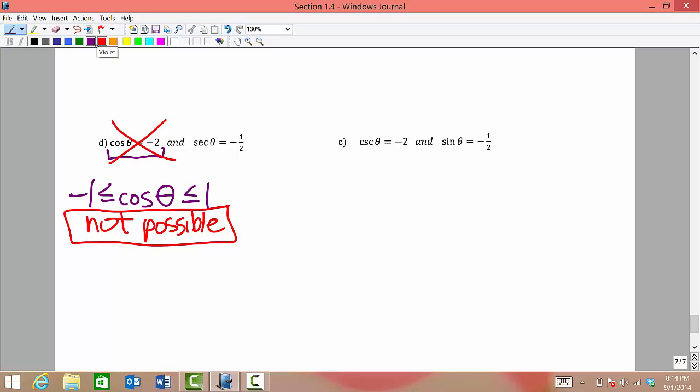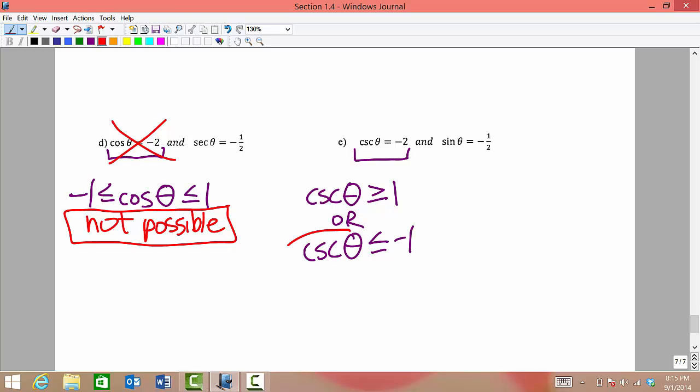Is it possible for cosecant theta to be negative 2 and for sine theta to be a negative 1/2? So let's check cosecant. Cosecant has to either be larger than positive 1 or cosecant can be less than negative 1. So this satisfies the second requirement where cosecant is less than negative 1. So that is possible. It is possible for cosecant to be negative 2 because that is smaller than negative 1.